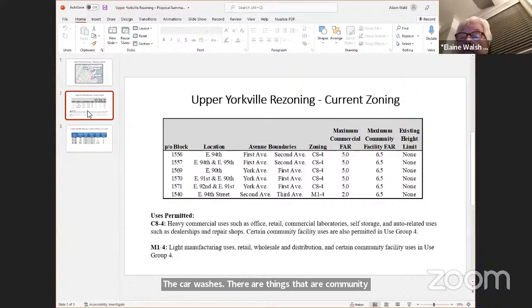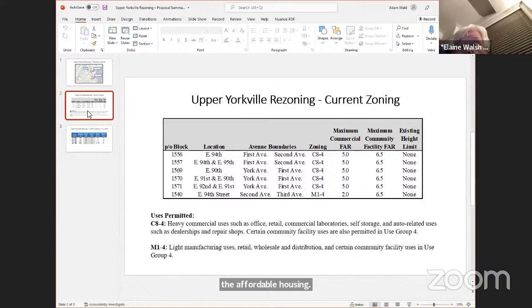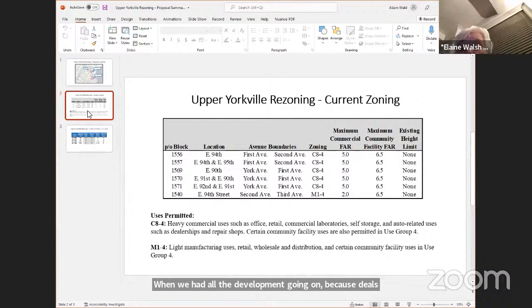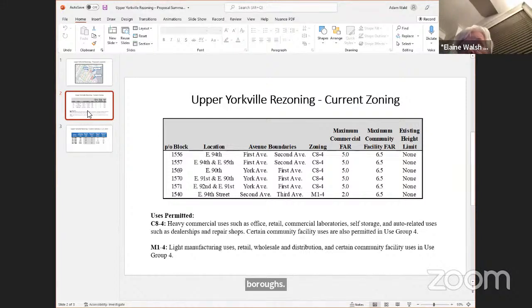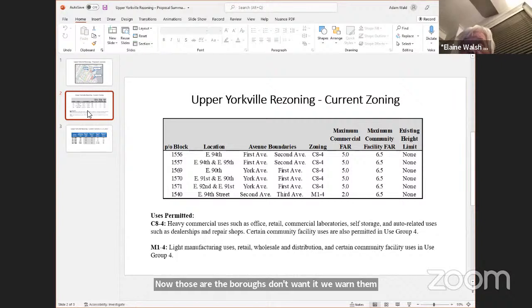And while affordable housing is important, the reality is we've never been successful in keeping the affordable housing when we had all the development going on, because deals were made between the developers and the elected officials to move that affordable housing to the other boroughs. Now those other boroughs don't want it. We warned them that this would happen if they didn't work with us. It was illegal what happened.